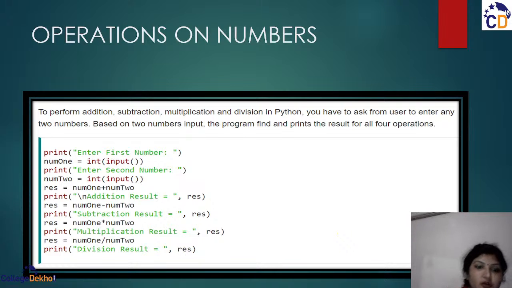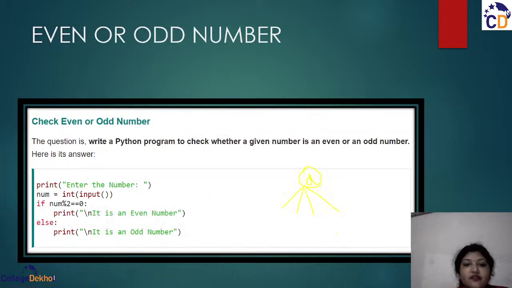and then the modulus operator. One single asterisk is used to multiply, whereas double asterisk is used to get the power of that number, right? So this is how we have different operators and we can perform different operations on numbers, right?